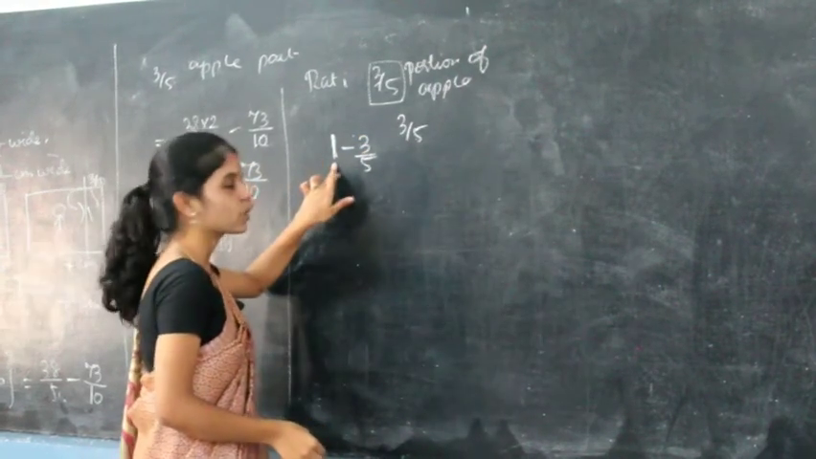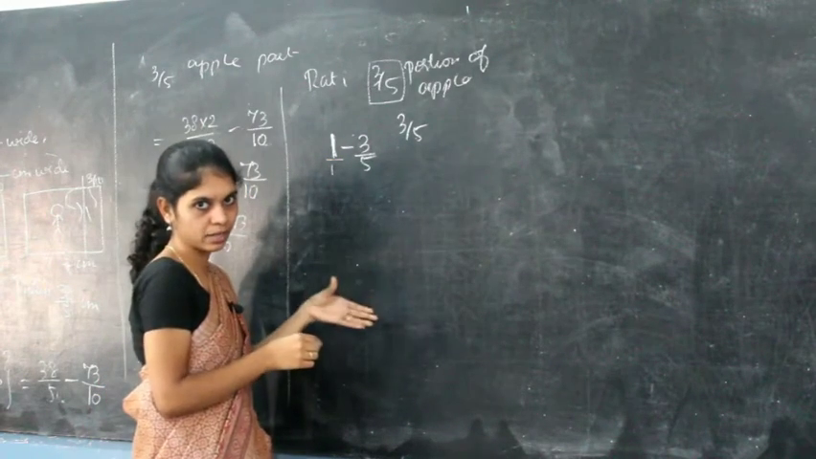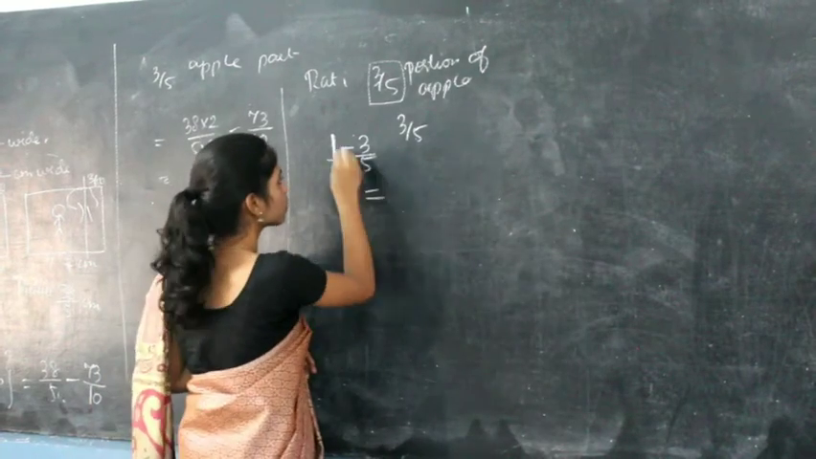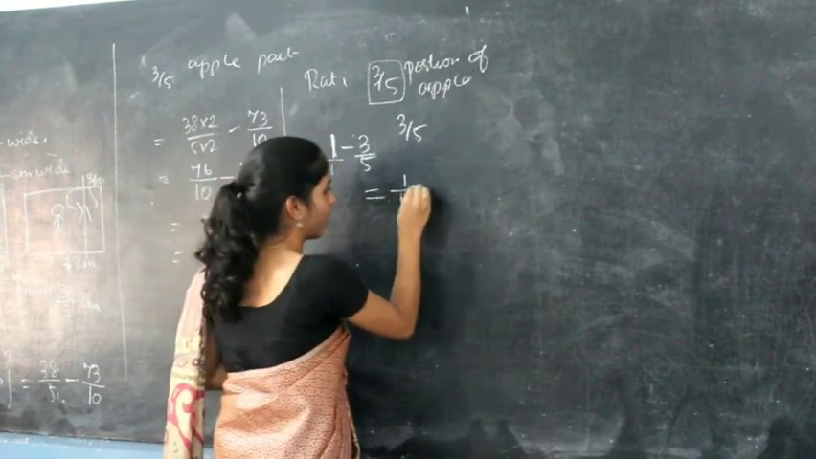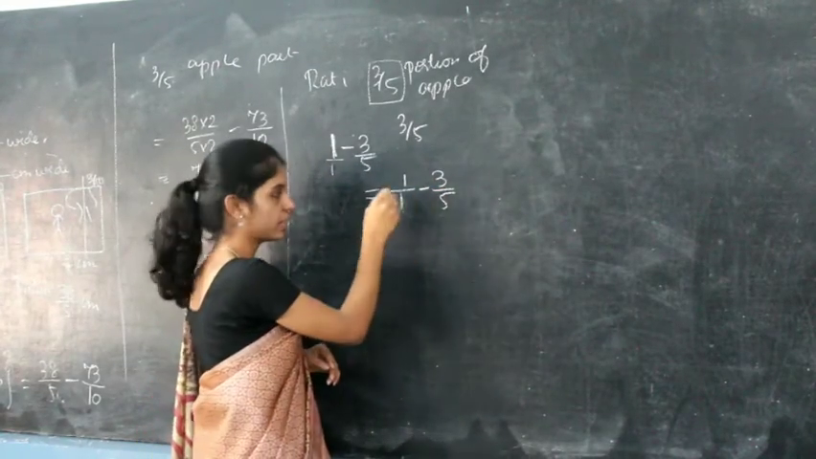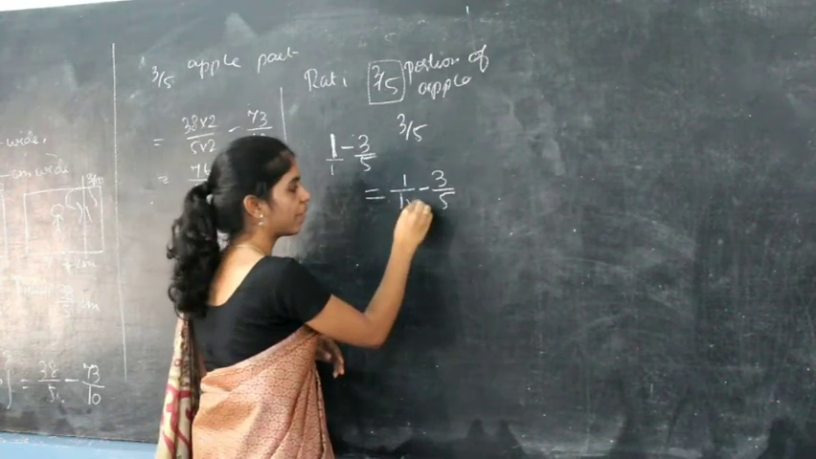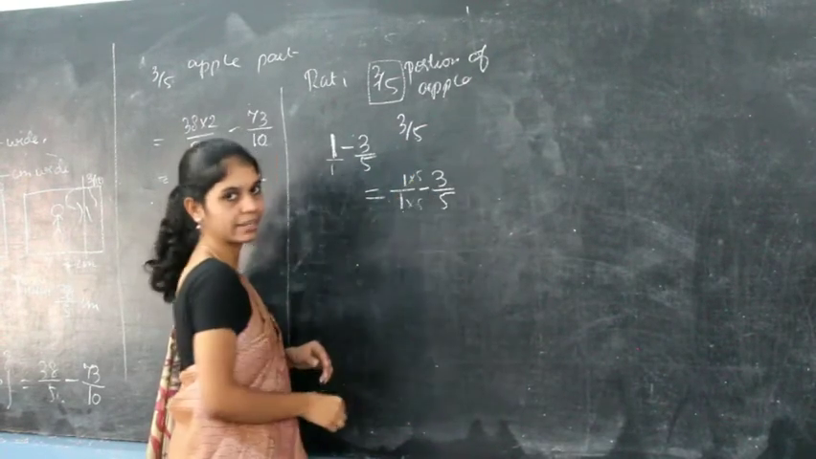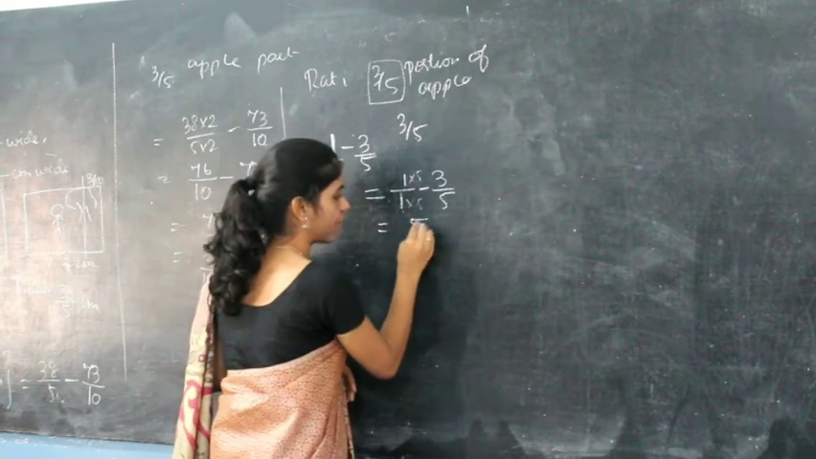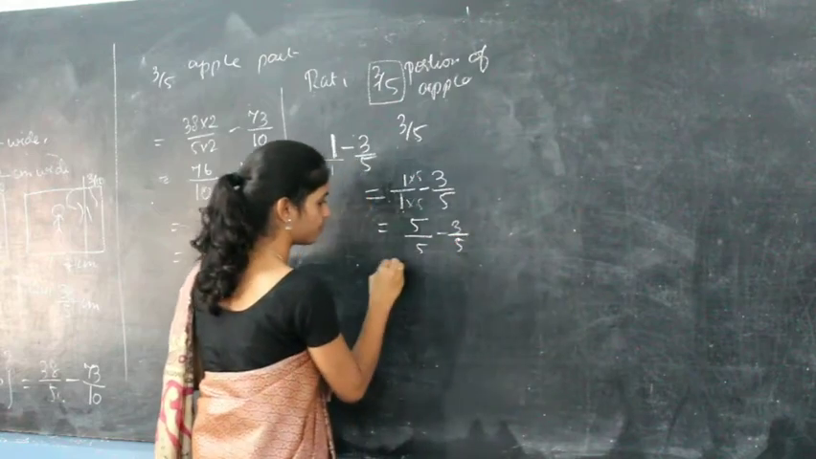So here you have divided by, if you have nothing in the denominator, you should consider that as 1, right? So 1 divided by 1 minus 3 divided by 5. Here you have 5 and here you have 1. In order to convert this into like fractions, you have to multiply both numerator and denominator by 5 in the first. So 1 into 5 is 5 divided by 5 minus 3 divided by 5.